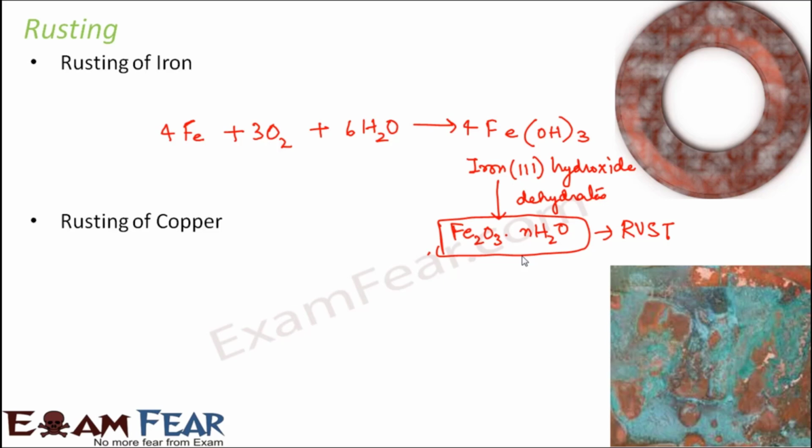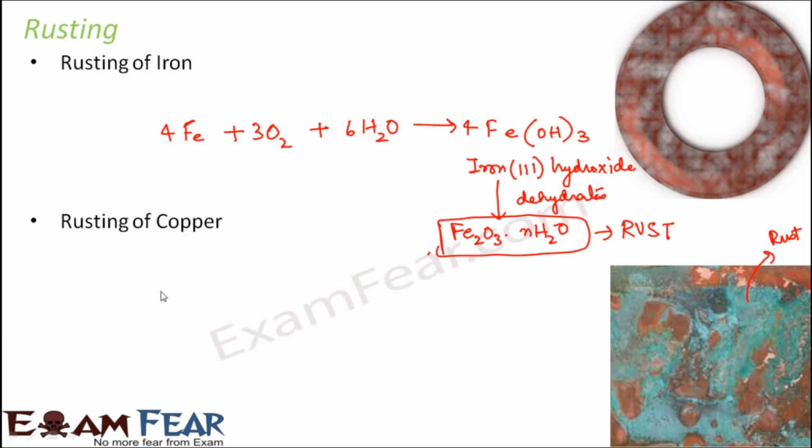If you look at copper vessels, you can see some greenish layer formed over it. See here, like in iron you have a reddish layer, in case of copper you have a greenish layer. So this greenish layer is rust. This rusting of copper is due to the formation of copper hydroxide in presence of oxygen and water.